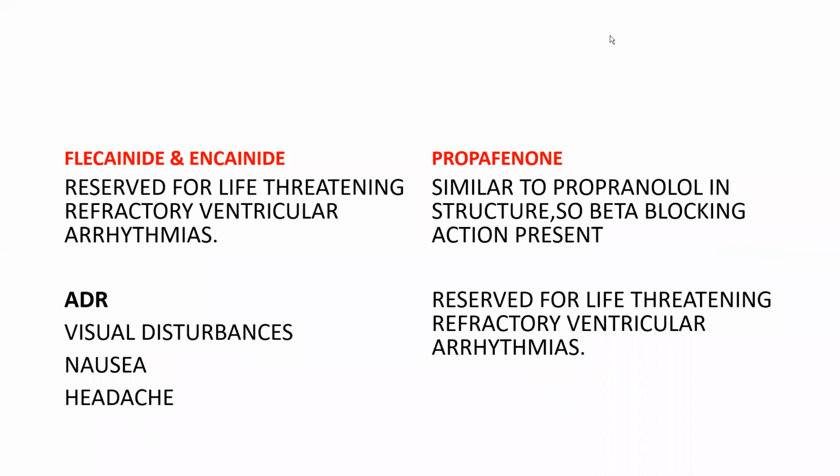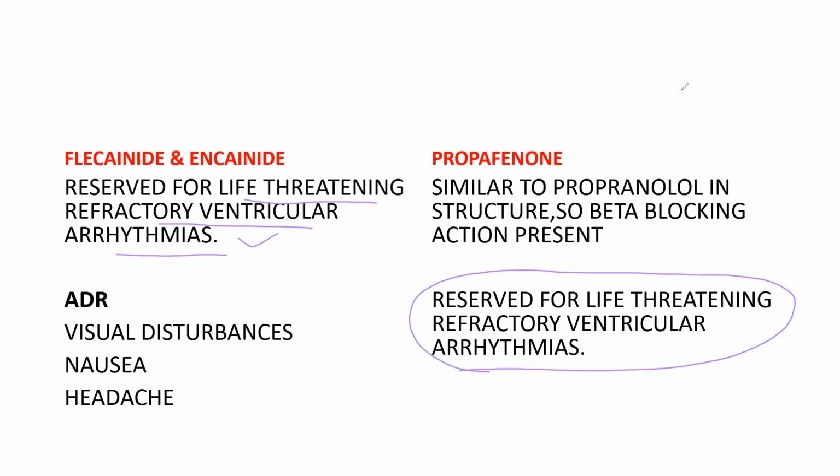Coming to flecainide and encainide, these are reserved for life-threatening refractory ventricular arrhythmias. I told refractory. Refractory means which are not responding to other drugs. And propafenone also is reserved for life-threatening ventricular arrhythmias. So what are the ADRs? Visual disturbances, the most common one, as well as nausea and headache. And propafenone is similar to propranolol, so beta blocking action is also present here. This is just a small thing about class 1C.